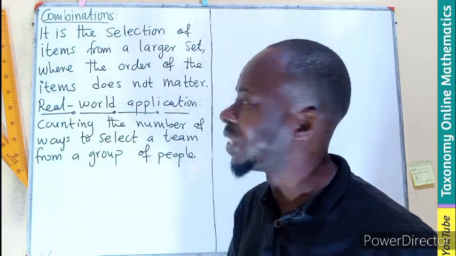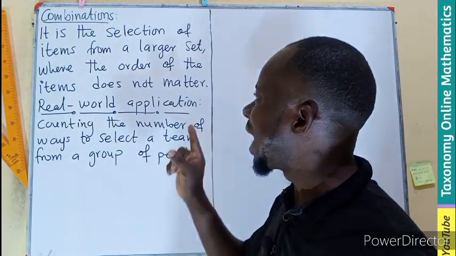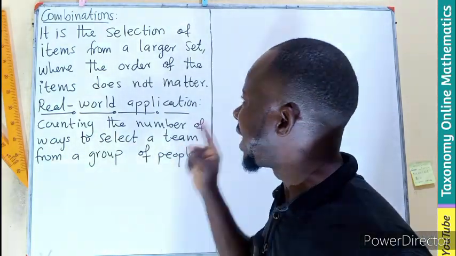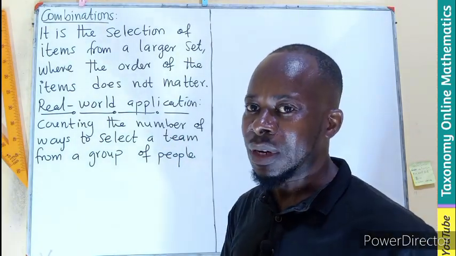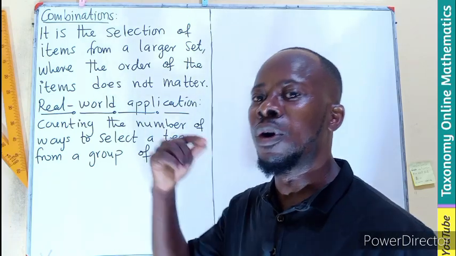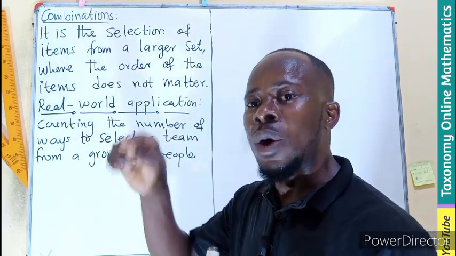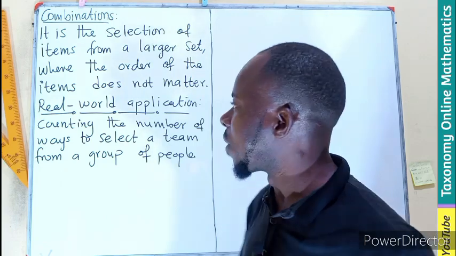What then is combination? It is just a selection of items from a larger set where the order of the items does not matter. Remember, under permutation, we say it is an arrangement of objects where the order of arrangement is very important. All right.